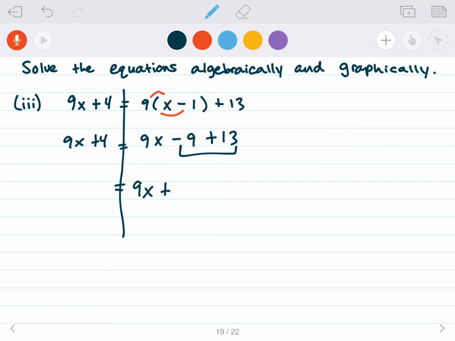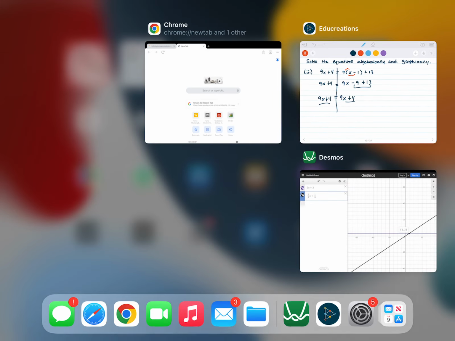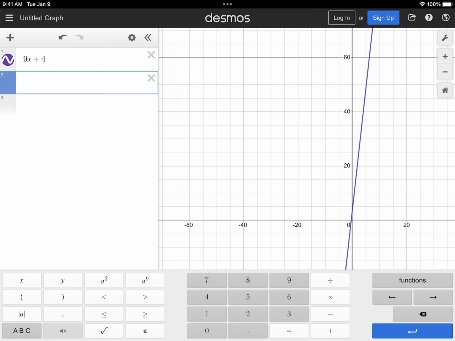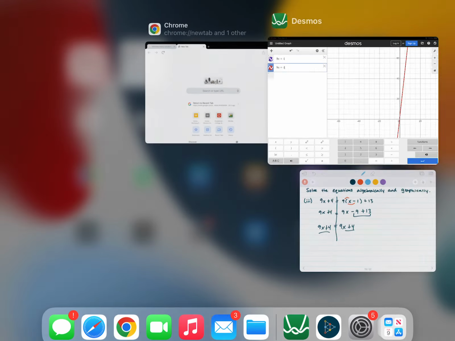So I think you guys can see where this is going here. So these are my two lines. When we put them in Desmos, we're just going to get one line because they're the same line. 9x plus 4, 9x plus 4. So that one line is going to tell us there's infinitely many solutions.